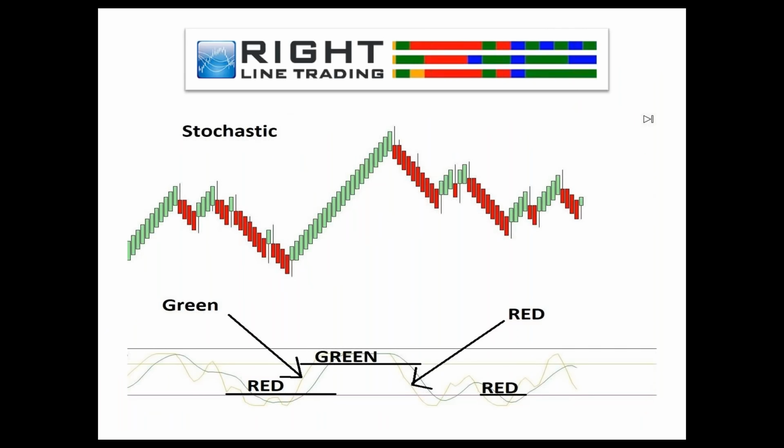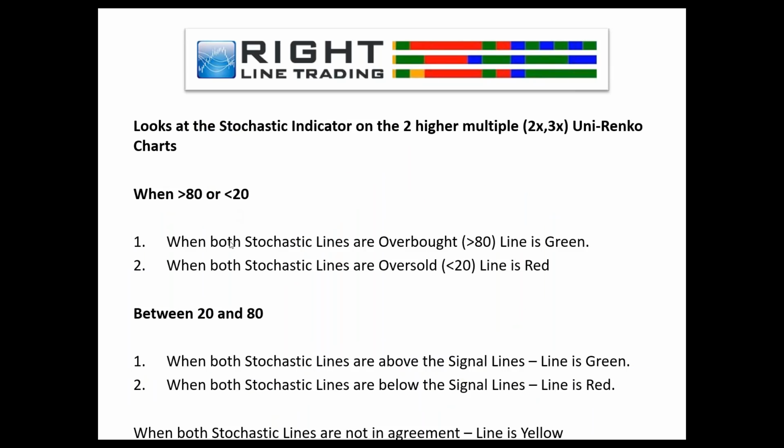Now, the stochastic line is a little more complex. And this is the one where if you try to do it on your own, you need to have a mental computer because the stochastic assessment is a little bit difficult to do. And what we do is I'm just going to go right to our assessment. When the stochastic line is over 80 or overbought, the stochastic line is always going to stay green because the bulls are firmly in control of the market.